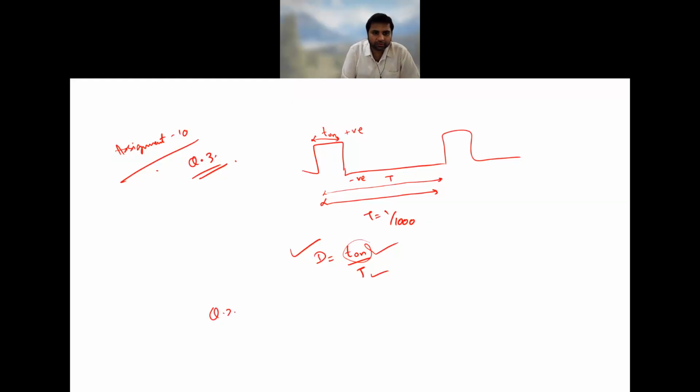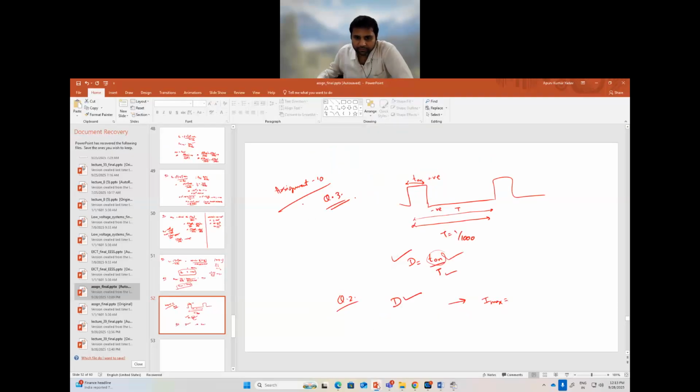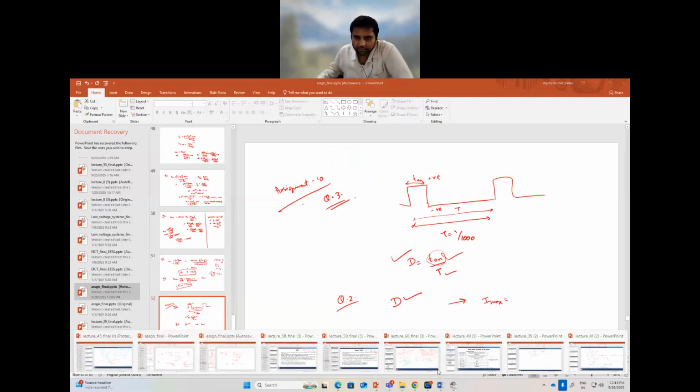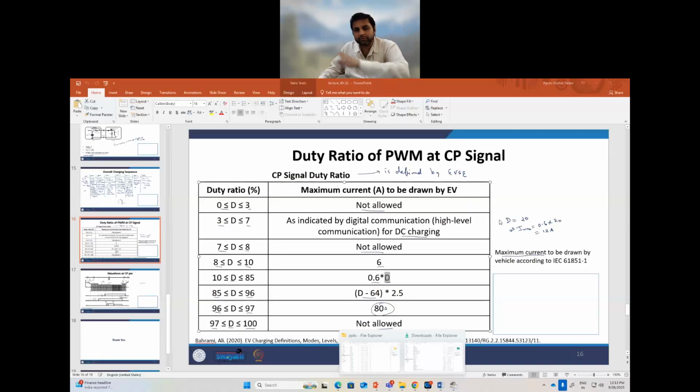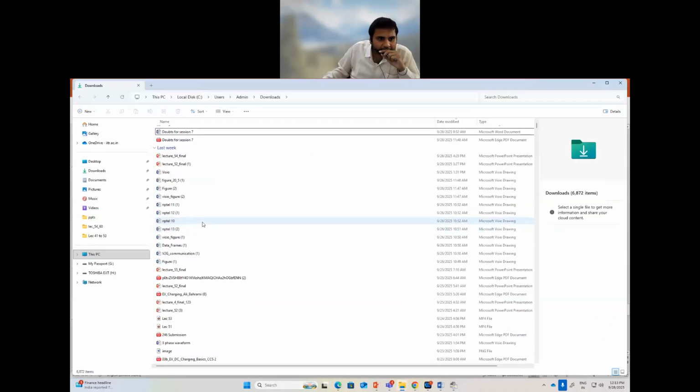Similarly, in question number 2 also, you have been given the duty ratio, and from the duty ratio you can extract I maximum just by the relationship which is shown in the table 49, table number 49. Similarly, you can also see in lecture number 50, I have drawn while discussing the recap part. I have already shown how my duty current with respect to duty ratio varies in slide number 49, 50.